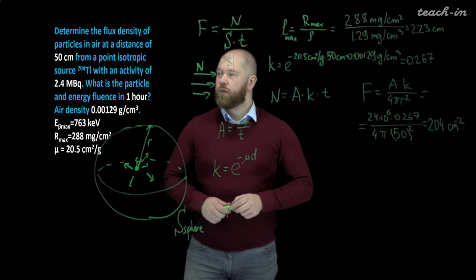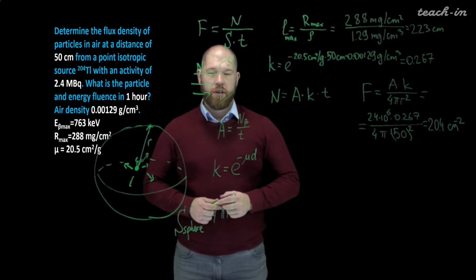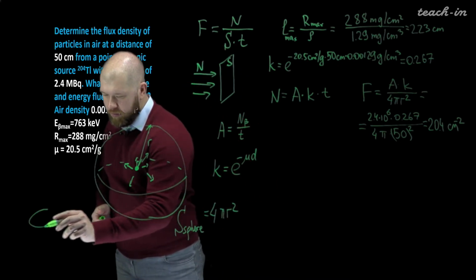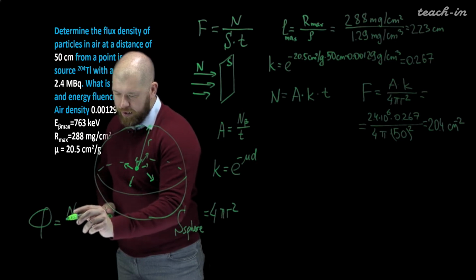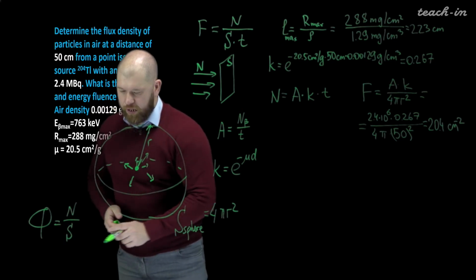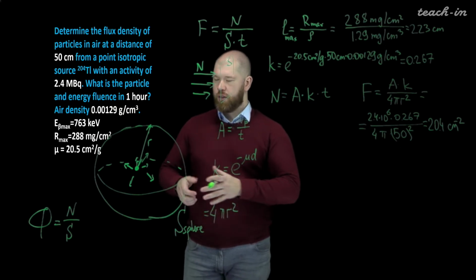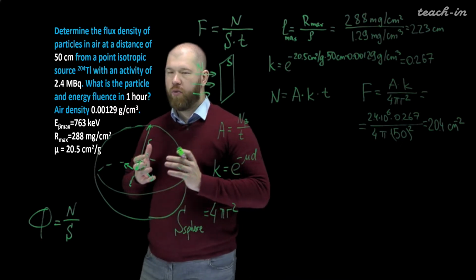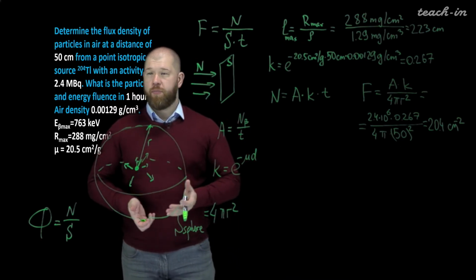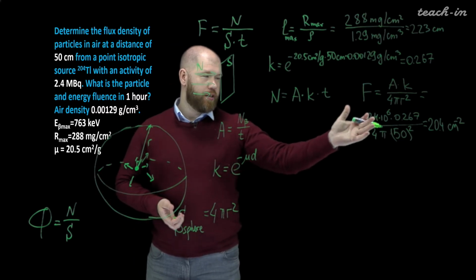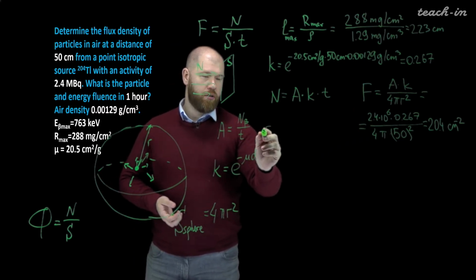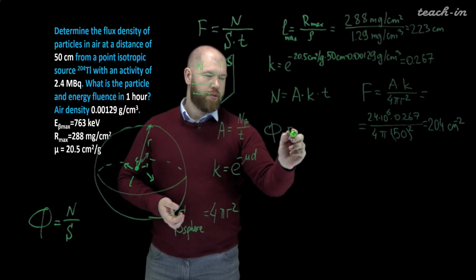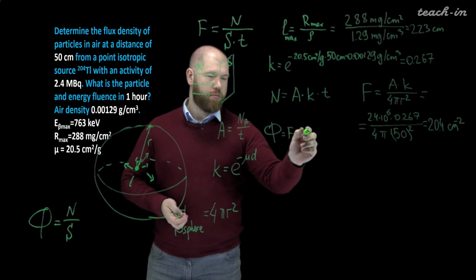Now we need to calculate the fluence. And what is the fluence? The fluence is simply the number of particles divided by the surface area. So it's the whole number of particles that go through the surface area for a certain time. We know the flux density, and now we can calculate our fluence simply by multiplying the flux density and time.